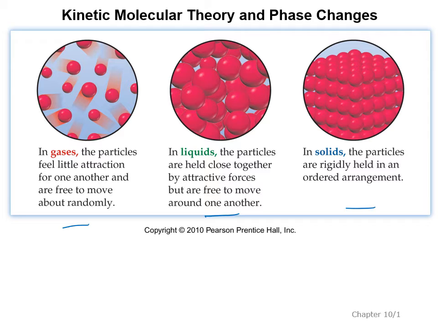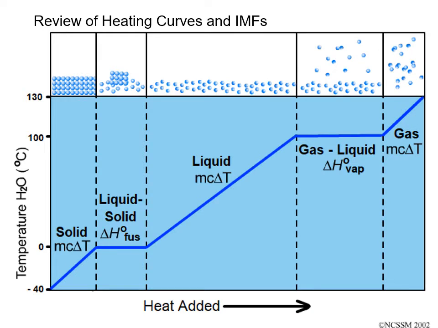each other to condense. When the particles slow down, then they can begin to condense and they cling together by intermolecular forces. And then in solids, the particles are held in rigidly ordered arrangements. So we're going to look at how that ties in with a heating curve.